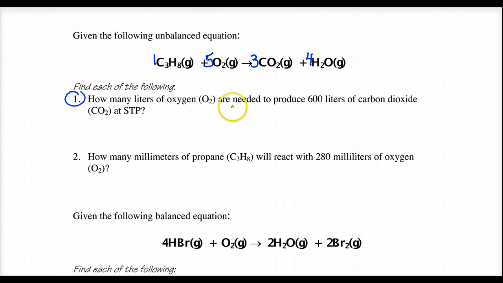Okay, so number 1, let's see what they're asking. I bet it's a stoichiometry problem. How many liters of oxygen, that's what they want, are needed to produce 600 liters of carbon dioxide? That's what's given. So, as I said before, if you have no idea how to do this, start with the number given. So I have 600 liters of carbon dioxide. Alrighty. Now, what do I do here? Well, I want to times it by this mole ratio. At least that's what I think, right?